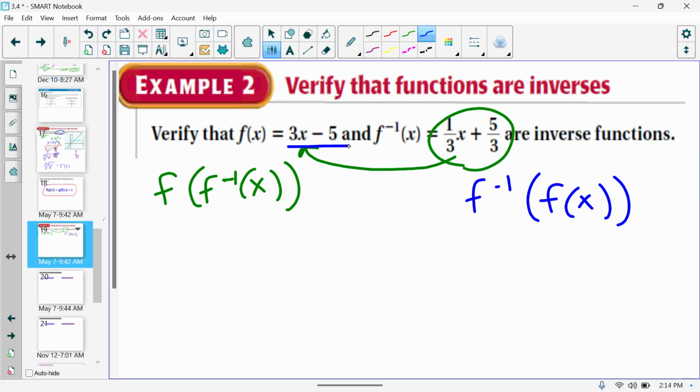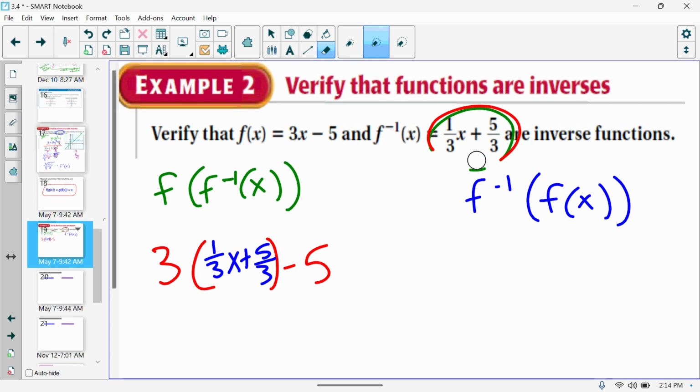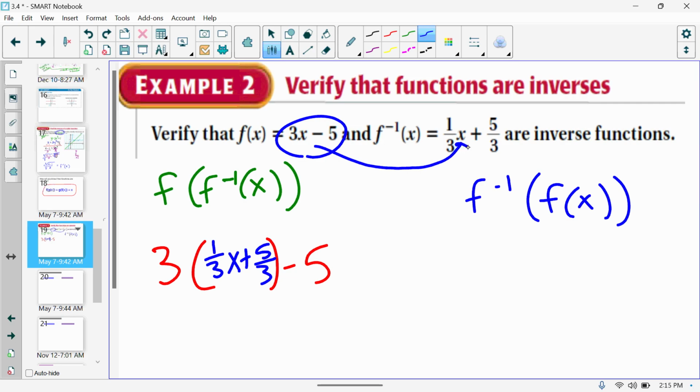So I would write this out here like 3 times. We're not going to put x, right? Because remember, in place of x, you're going to put this: 1/3 x plus 5/3. Let's just write it out the other way too before we do any math. So this one says take f of x and fill it into this one this time.